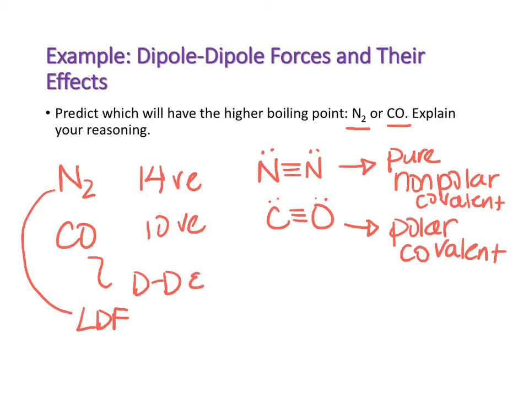So because of this, because carbon monoxide has the dipole-dipole forces, which are stronger than LDF, and in addition to dipole-dipole, they also have LDF because every molecule has LDF, regardless if it's polar or not. This tells us that CO will have the higher boiling point because it has those dipole-dipole forces.